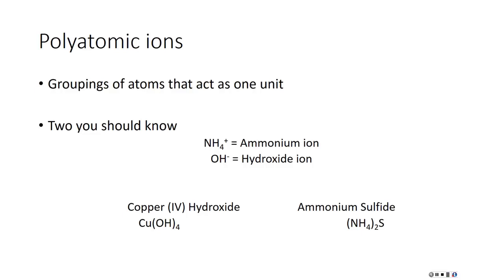Okay. So we did that, and then you talked about polyatomic ions and the idea that groups of atoms act as one thing. What I wanted to point out here before moving on is that with polyatomic ions, there are hundreds of them in this world, and there are two that I want you to know. I want you to know NH4 plus, which is the ammonium ion, and OH minus, which is the hydroxide ion.